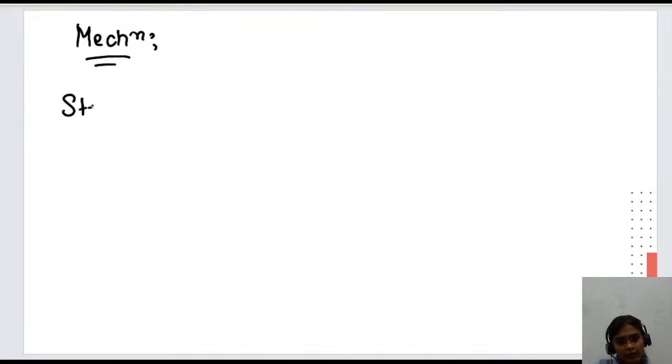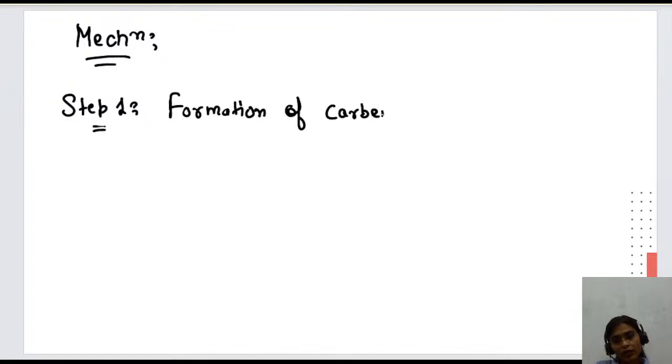So, step number one. What is step number one? Formation of carbene intermediate. As I already told you, we are going to discuss a new kind of intermediate. We only know carbocation, carbanion, and free radical. But what is this carbene intermediate? We will cover it. Wait for a while.